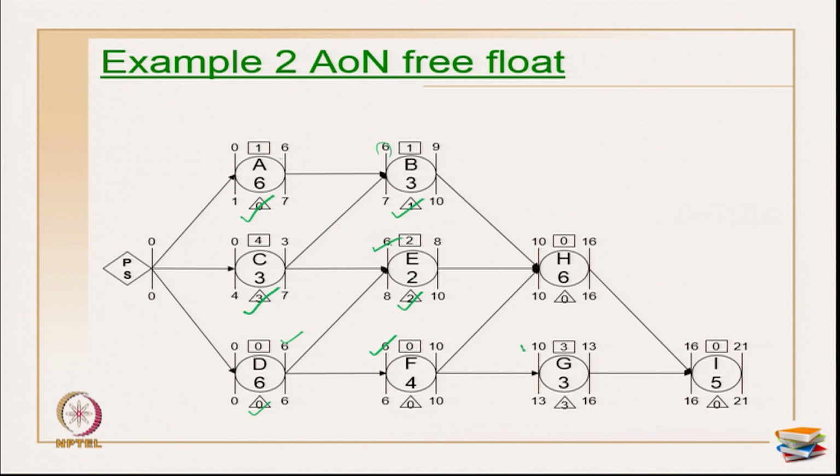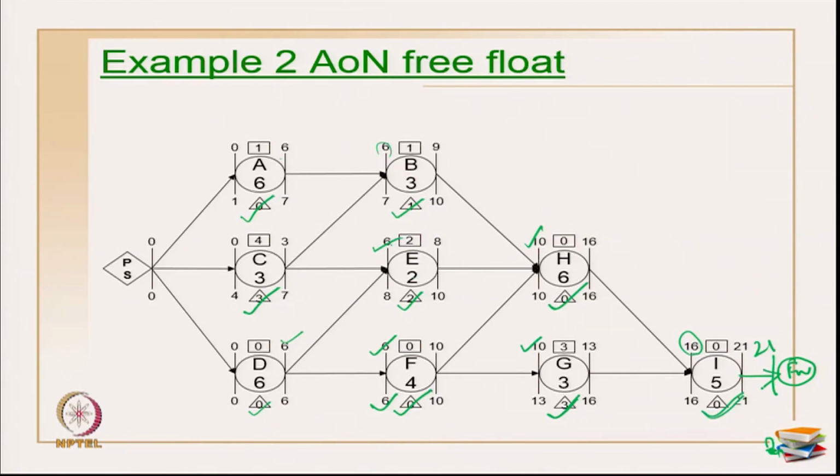Now, when I look at activity H, the early start of the successor activity is 16 minus the early finish of the activity, which is 16. So, 16 minus 16 is 0. For activity G, the early start of the successor activity is 16, 16 minus 13 is 3. So, this becomes 3 for me. Okay. And for this particular activity I, I have to assume that there is one more activity, which is primarily a finish, and its early start and early finish would be 21 only. So, if you take that into consideration, 21 minus 21 becomes 0 here. Okay.